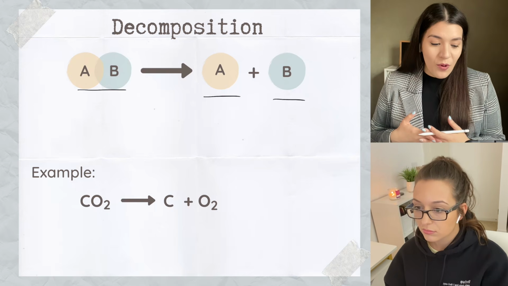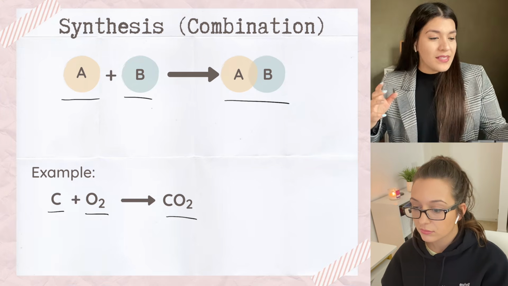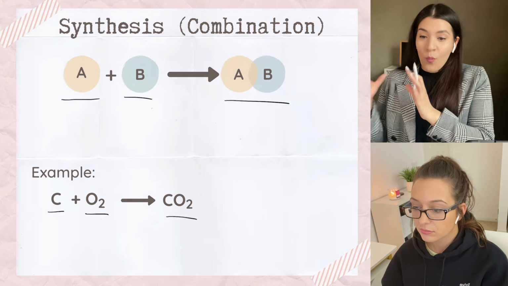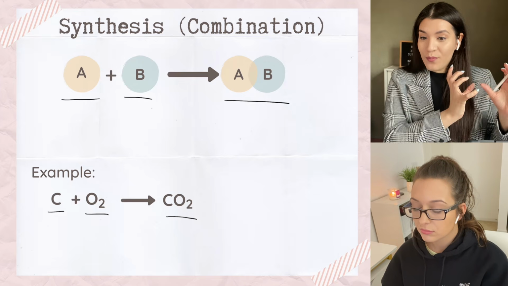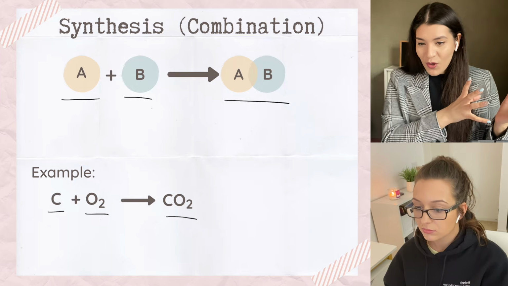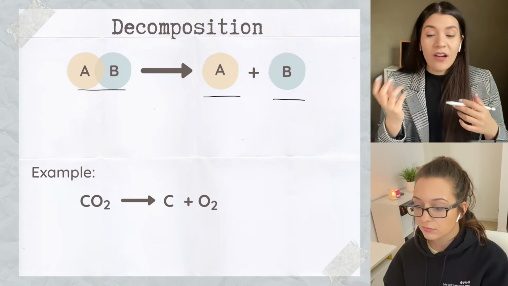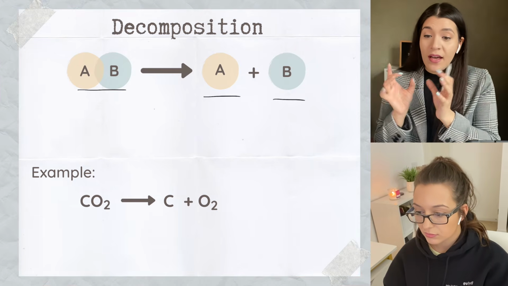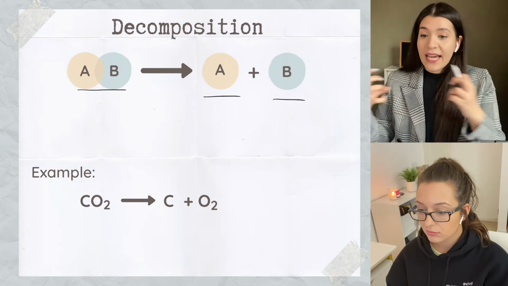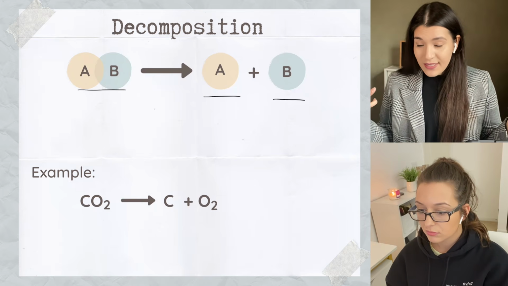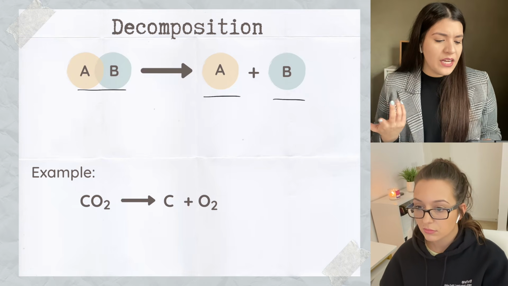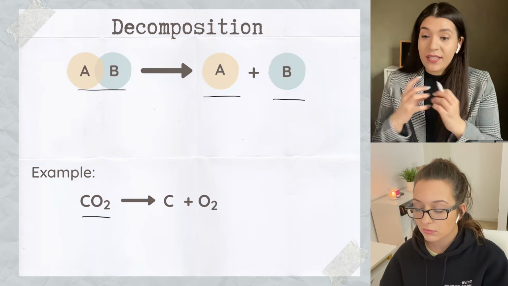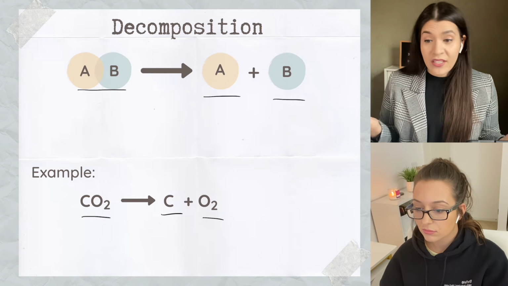So instead, I want you to kind of just think of this as synthesis basically has more reactants, and then it combines our reactants to form our product, or a smaller amount of products, right? And then decomposition is the opposite. We're going to break something that's larger, a compound, down into its single elements. So that's kind of a clue for you. And we see that here with the example of carbon dioxide. We're going to separate this into its elements, so carbon and oxygen.